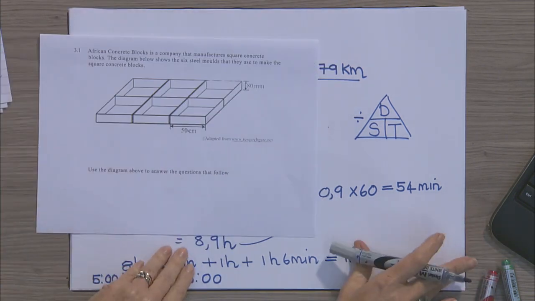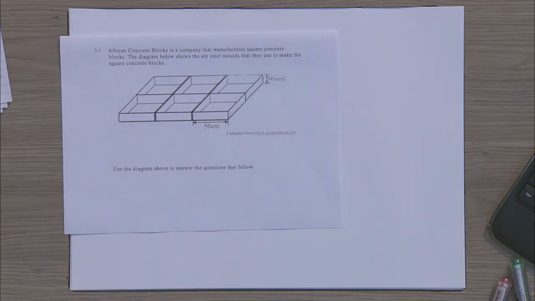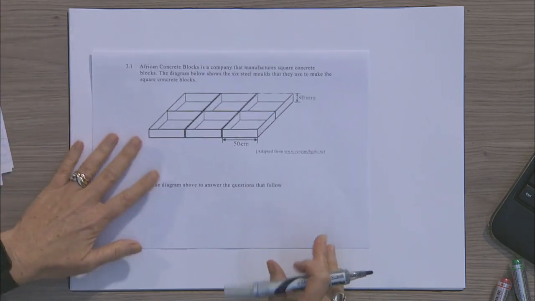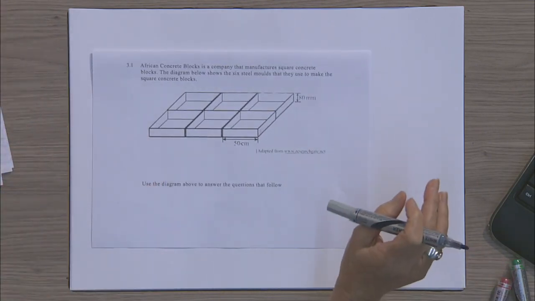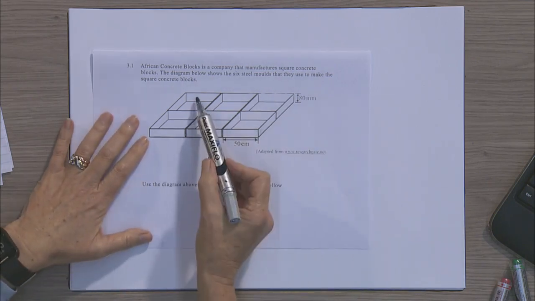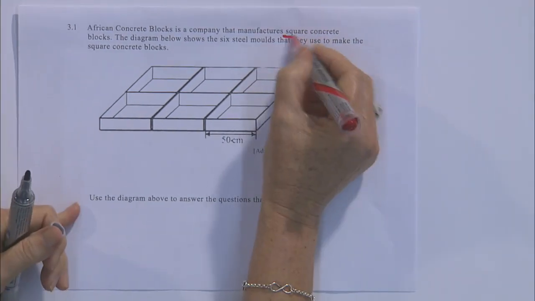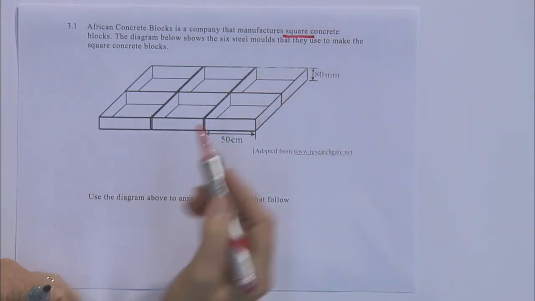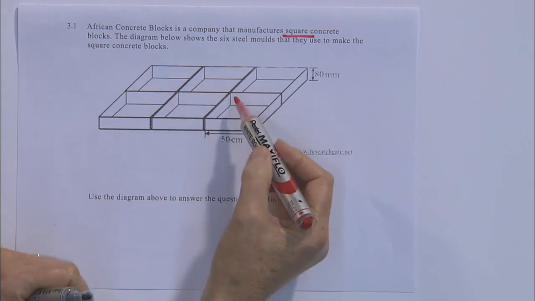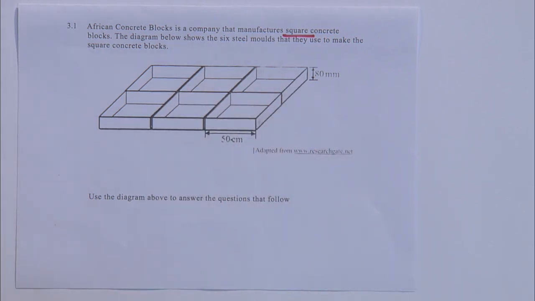So then we are going to move along to question 3.1. African Concrete Blocks is a company that manufactures squared concrete blocks. Very important information that they provide square concrete blocks. So all of these blocks below are squares. The diagram below shows the 6 steel molds that they use to make the square concrete blocks.